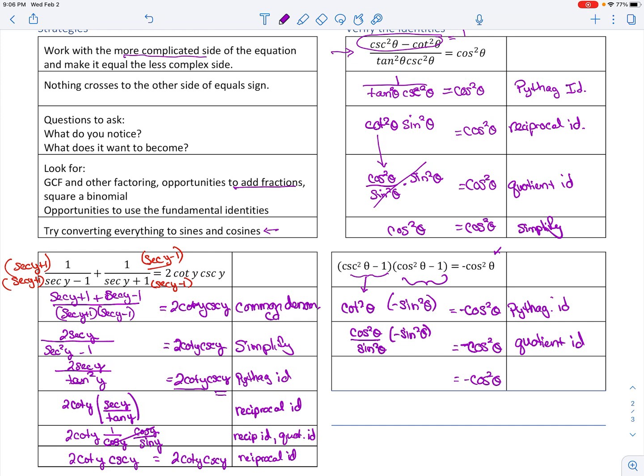And what happens when we are multiplying cosine squared theta times a negative sine squared theta and dividing it by a sine squared theta? Our result is going to be a negative cosine squared theta because we can cancel factors, so simplify. Can't cancel sums and differences, but we can cancel factors, things that are multiplied together.